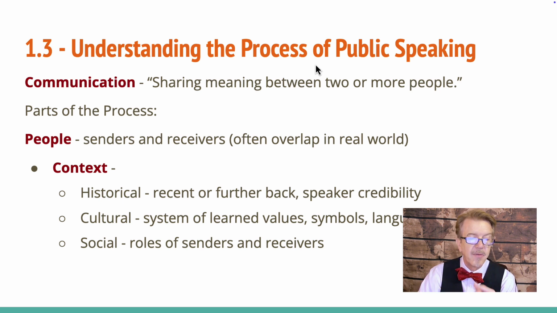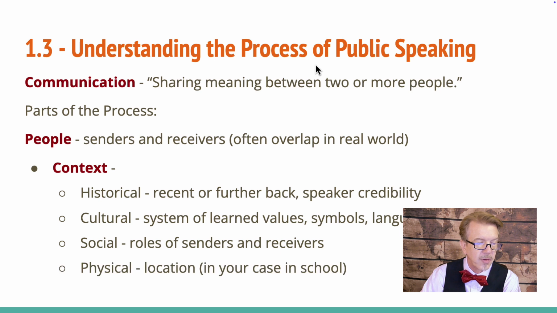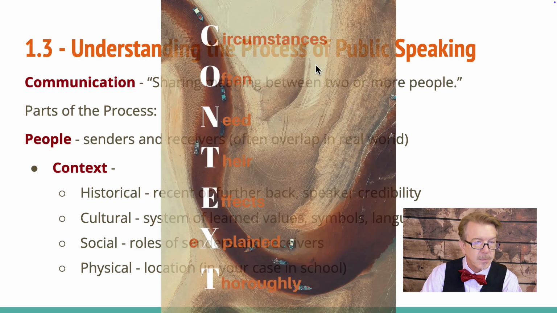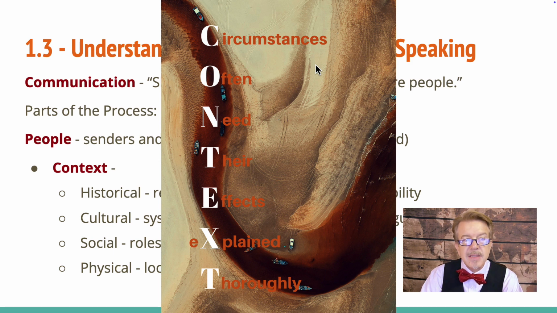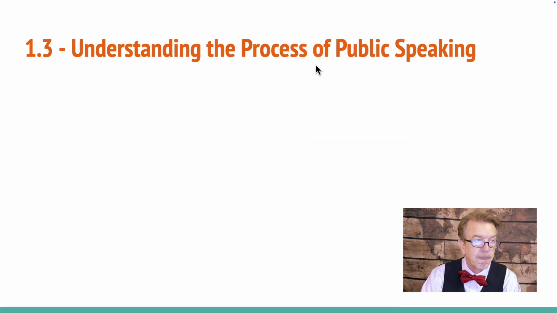Social: the roles of the senders and receivers. I mean, is it a teacher and a student? Are you 2 students to each other? So those social roles change things. And a physical location, in your case, is going to be in your school. I'm not sure what rooms you guys will have set up to be able to record yourselves, but hopefully they've got something available for you. Context, a little poster I made. Circumstances often need their effects explained thoroughly. We need to understand the context to be able to do a good job.